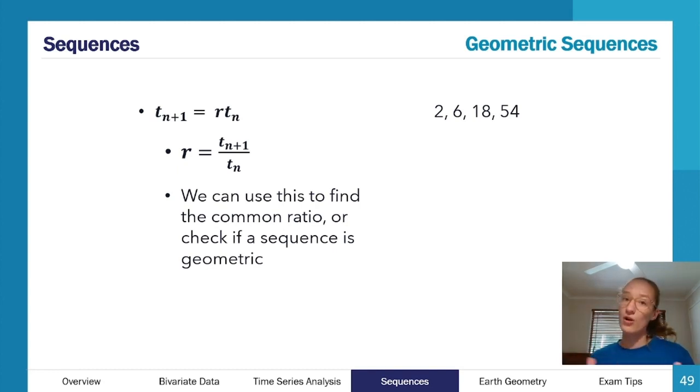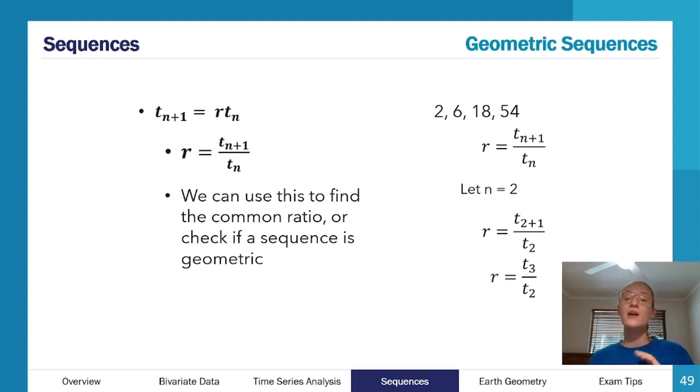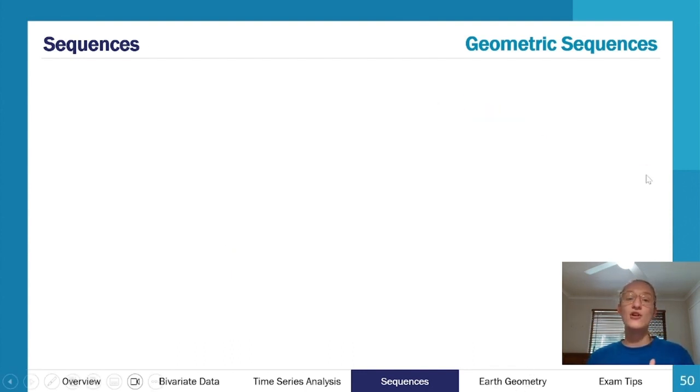Is it geometric? Well, we can check that, but I can already see it's not arithmetic because I'm not adding a consistent number each time. So let's check it using our formula. Like the example I gave before, I'm going to let n equal 2. By substituting 2 for every n in our formula, we can see that r is equal to T3 divided by T2. Term 3 divided by term 2 is 18 divided by 6, which gives us 3. So that's our common ratio.